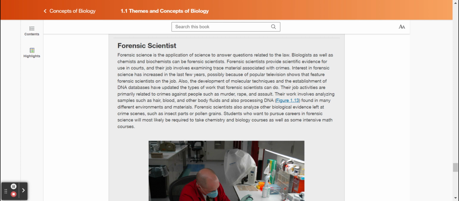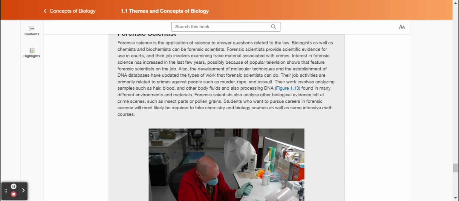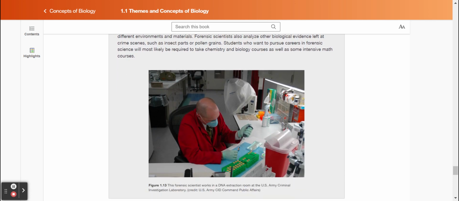Their work involves analyzing samples such as hair, blood, and other body fluids, and also processing DNA found in many different environments and materials. Forensic scientists also analyze other biological evidence left at crime scenes, such as insect parts or pollen grains. Students who want to pursue careers in forensic science will most likely be required to take chemistry and biology courses, as well as have some intensive math courses.